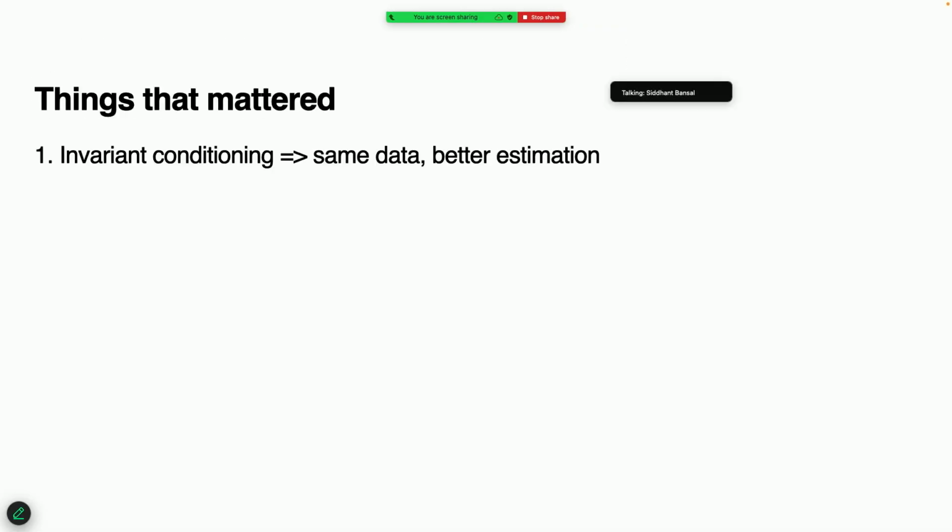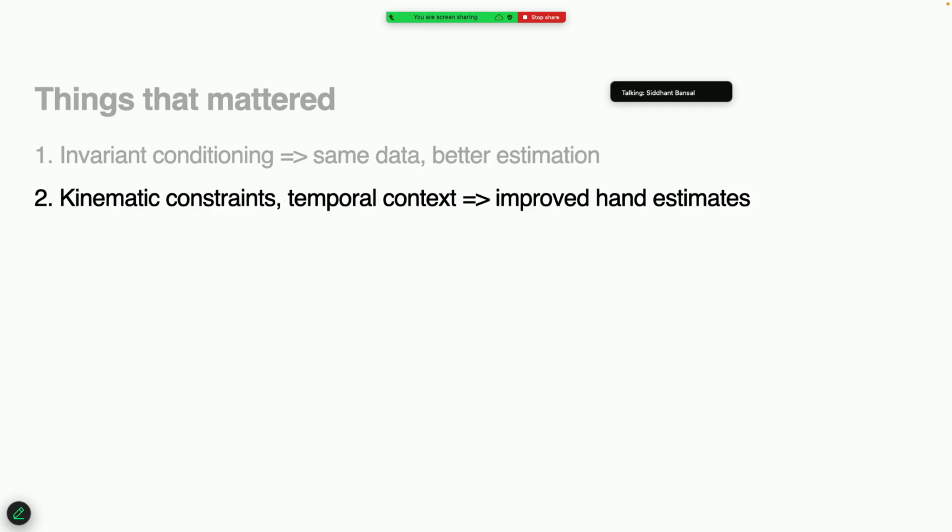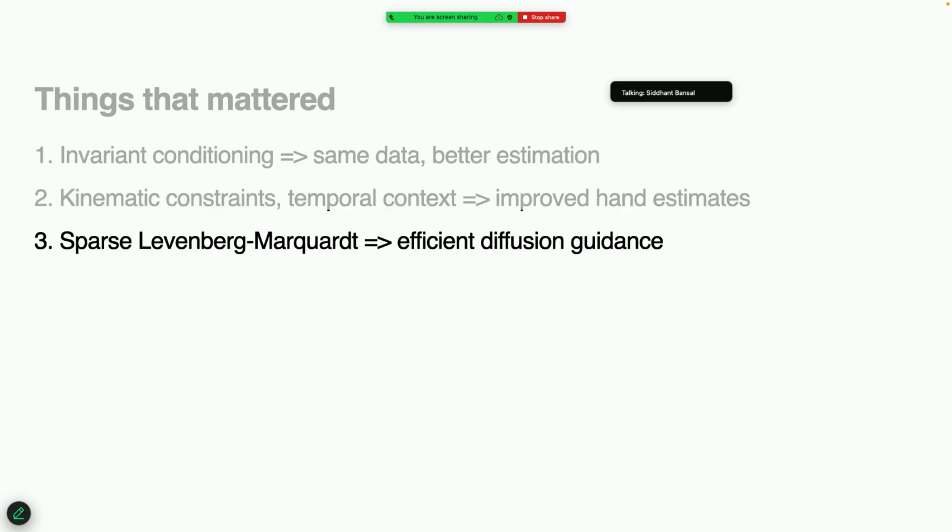And if I had more time, I'd talk about all these things that mattered. I don't, so I'll just list them. First thing that we found in our paper is if you're very intentional about how you condition the model, so how you parameterize the poses and geometry, if you consider some invariance criteria, you can actually improve estimation a lot with the exact same training data. We also study how our model incorporates kinematic constraints and temporal context implicitly. You can actually use this to improve your hand estimates. And then finally, we put a lot of effort into this implementation detail, which is the guidance optimizer. So if you replace Adam or whatever the standard guidance optimizers are with this sparse Levenberg-Marquardt optimizer, you can do this guidance very, very efficiently.